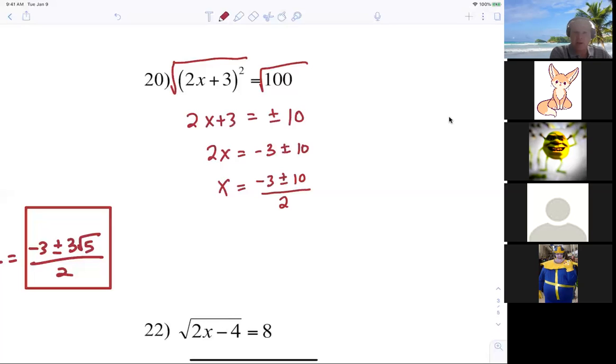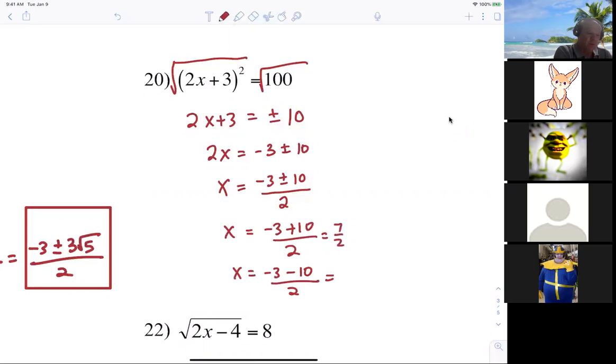Now we can actually simplify this, all right? So when we simplify this, now's where I want you to pay attention. Negative 3 plus 10 over 2 is one solution, which is 7 over 2. And the other solution is negative 3 minus 10 over 2, which is negative 13 over 2. All right, anybody have any issues with that?